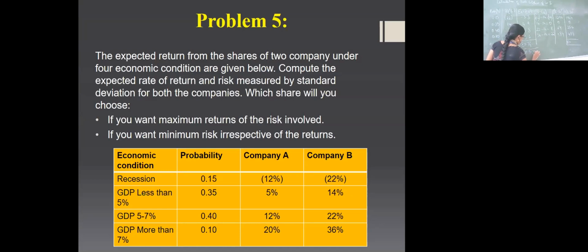Your formula would be standard deviation is equal to root of summation Pi into Ri minus ER square. Total is 268.4. So your variance is 268.4 and your standard deviation is 16.38%. Now, once you calculate, look into the first question they have asked.